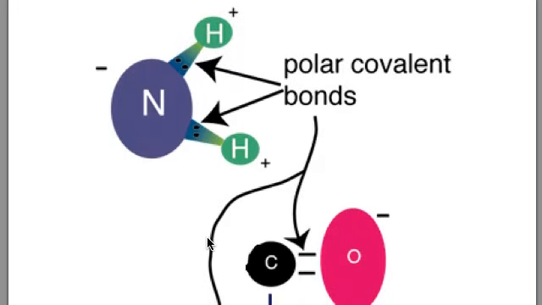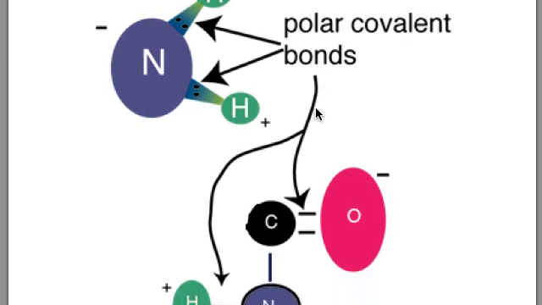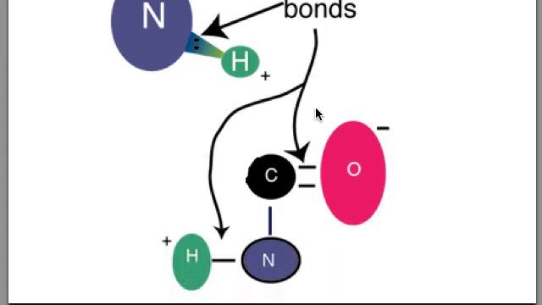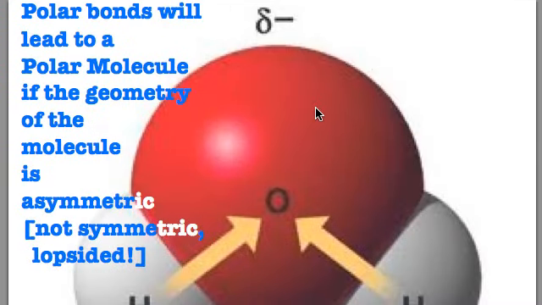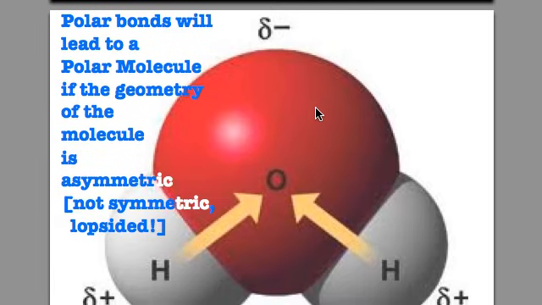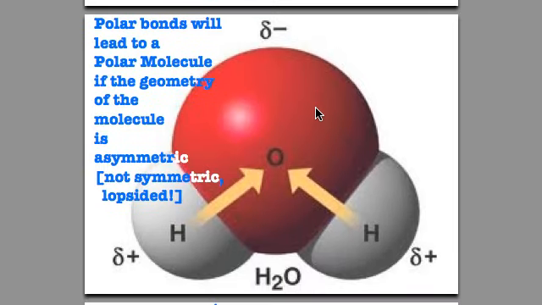So whenever two elements are different and they're bonded together, they're sharing electrons, it's a bit of a polar bond. All these are polar bonds. But we might ask the question, which one is more polar? We might also ask the question, what does that polar bond do to the molecule? Well, the answer is, if the polar bond is part of a molecule that's not symmetric, then that molecule is also described as polar. Water is a very polar molecule.